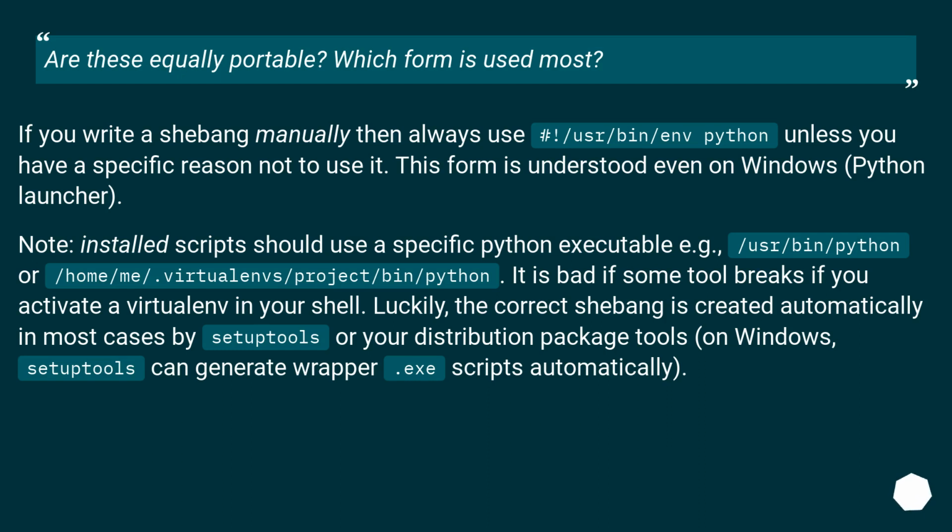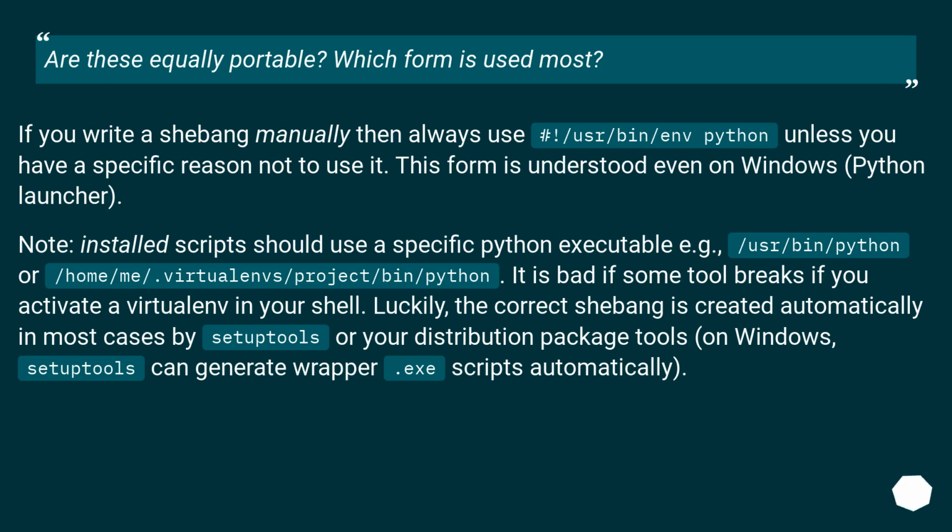Are these equally portable? Which form is used most? If you write a shebang manually, then always use #!/usr/bin/env python unless you have a specific reason not to use it. This form is understood even on Windows, with the Python Launcher.